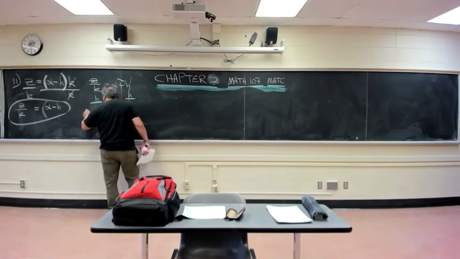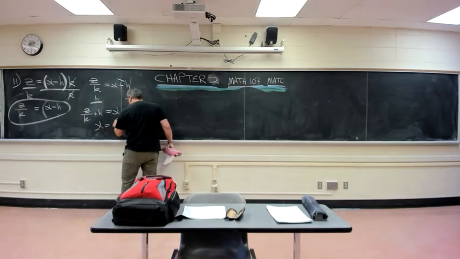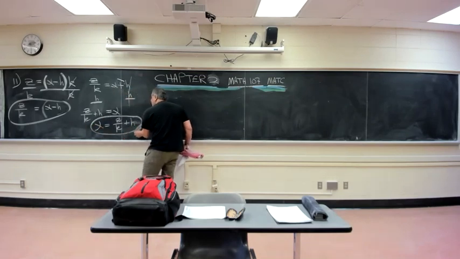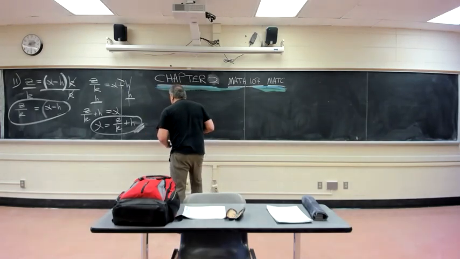You get here z over k plus h equals z over k plus h. So, I mean, that's a lot of what's going on here.